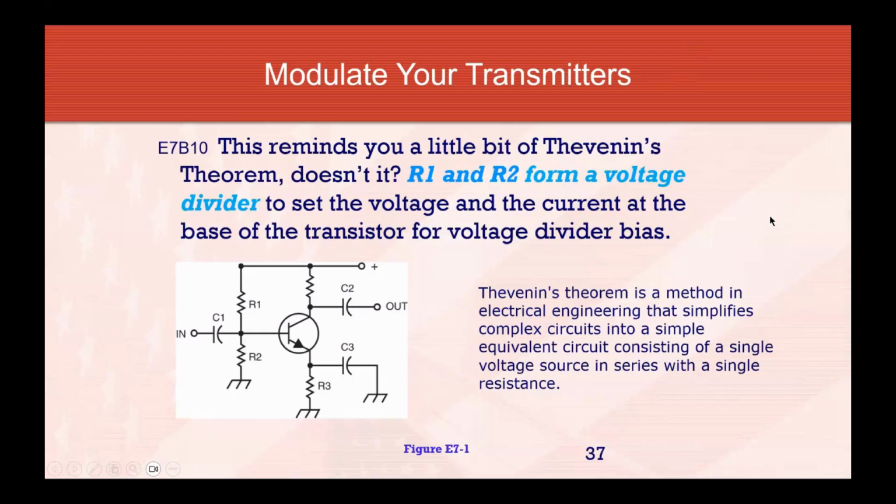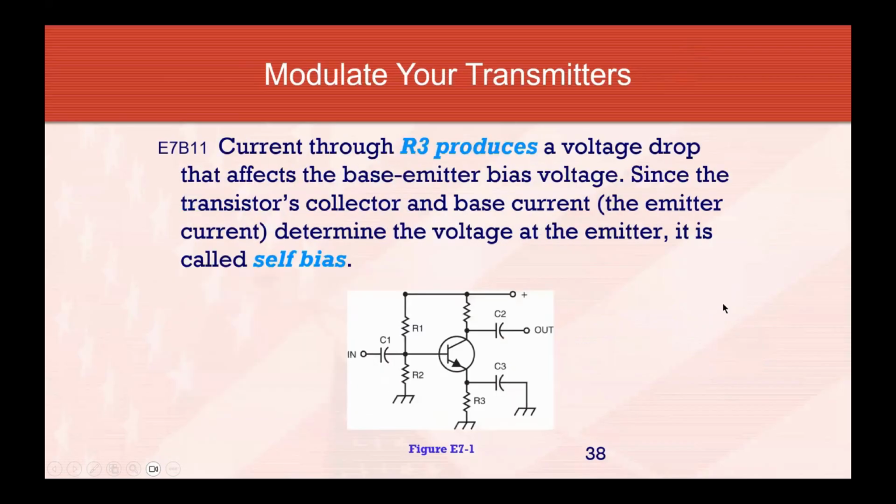Anyway, R1, R2 form a voltage divider to set the base bias. Then R3, the resistor down off the emitter, will also have a small voltage drop when it's working. That's called base emitter bias voltage. It also affects the base bias as well. It's part of the settings when you're designing these circuits. R1, R2, and R3 are designed such that they will provide the right voltage on the base of the transistor, consistent with that particular transistor's characteristics. And if we're looking at the voltage produced off R3, that's called self-bias.